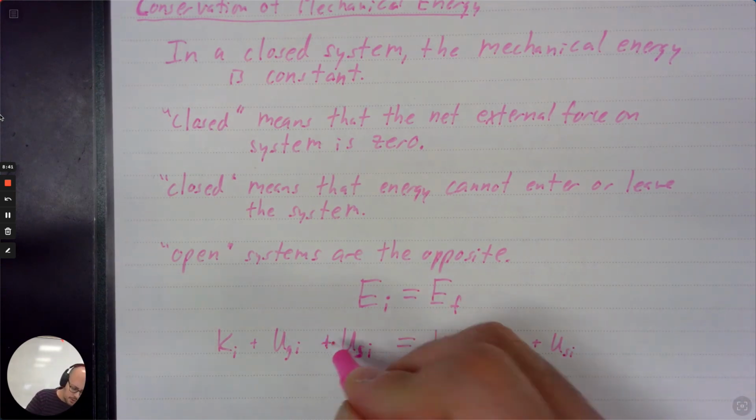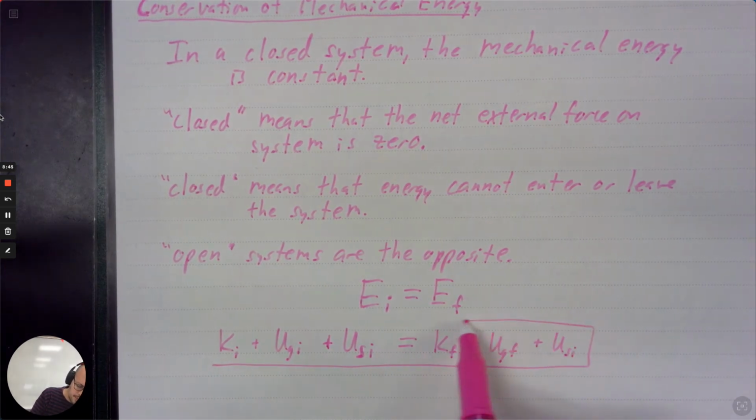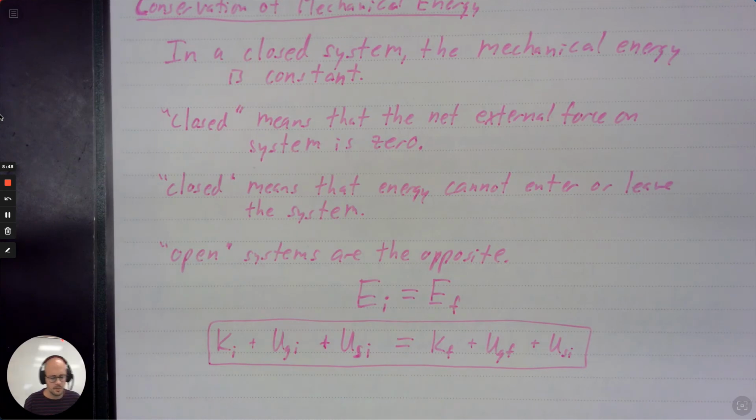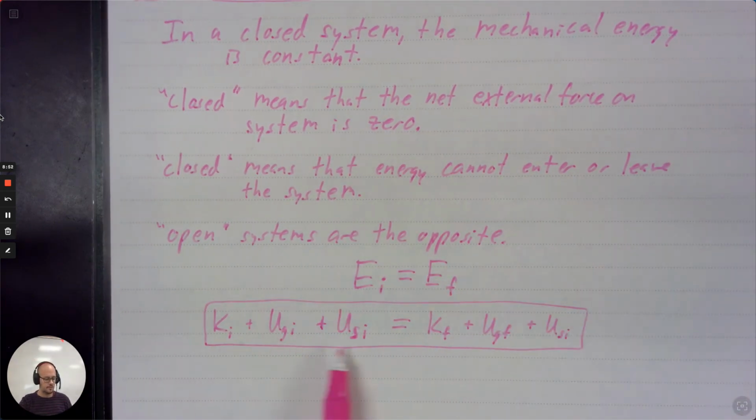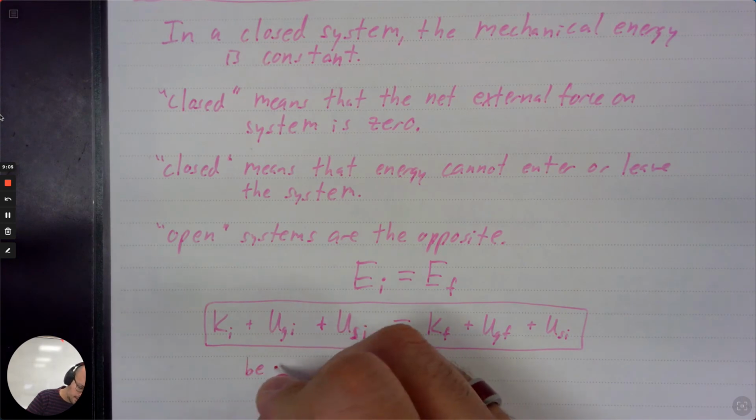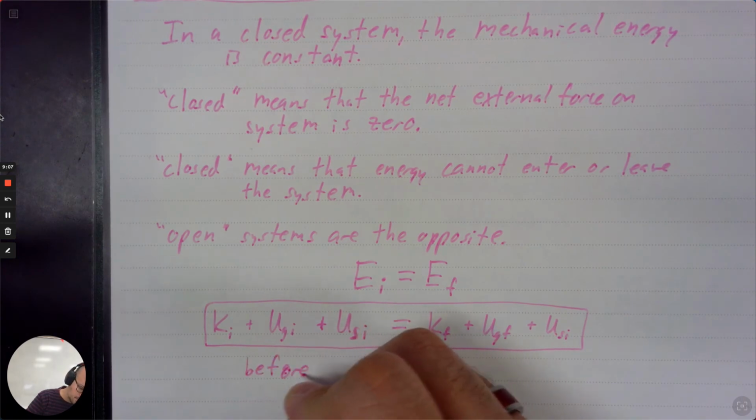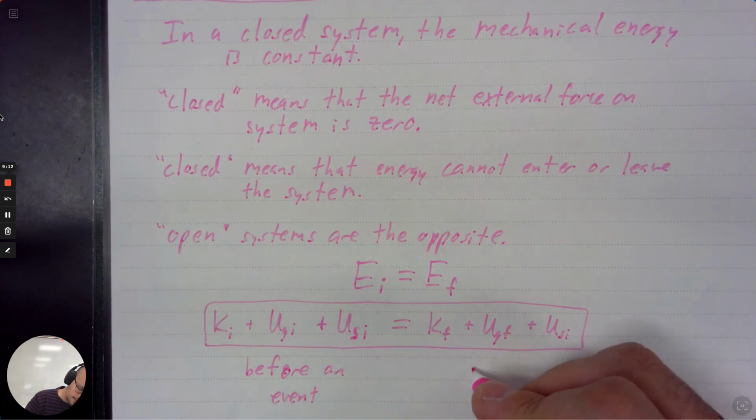Now, this equation is not saying that you will have all three types of energy at all times, but it is saying that mechanical energy is defined as the sum of these three types of energy. And if mechanical energy is going to be constant, then the sum of them before some event and the sum of them after some event have to be the same. So you want to think of the left-hand side as before an event, and the right-hand side as after an event.